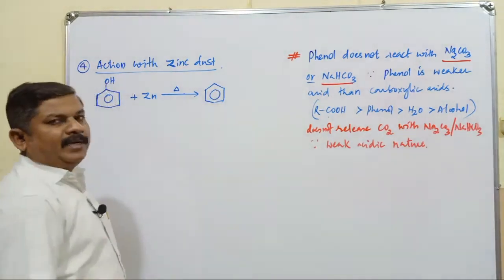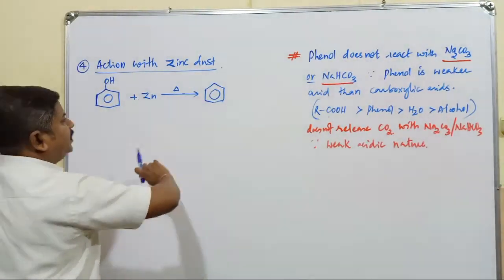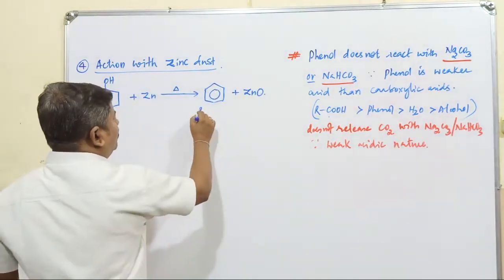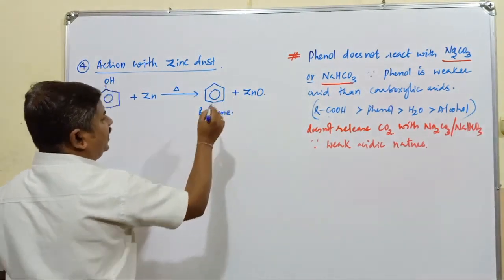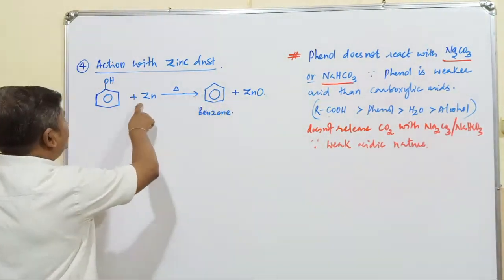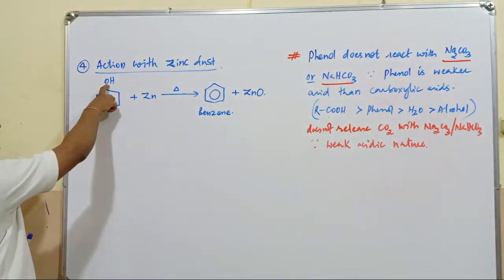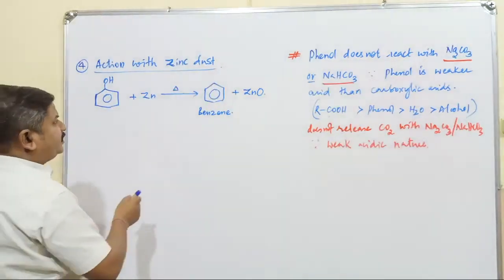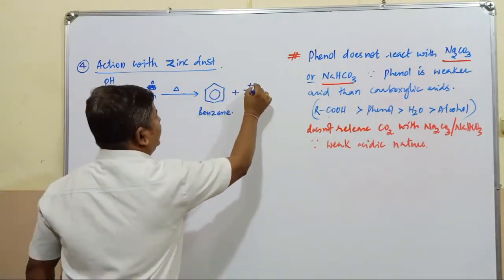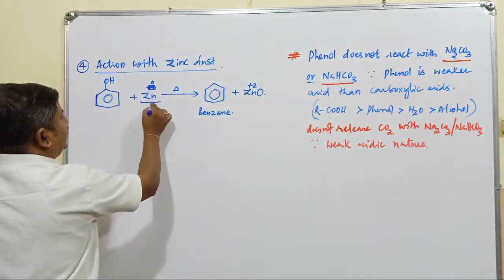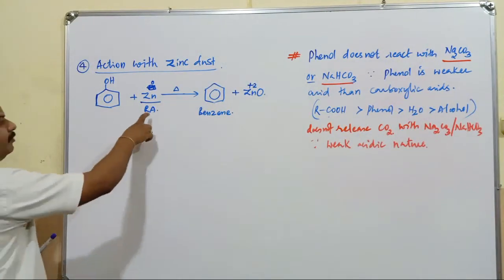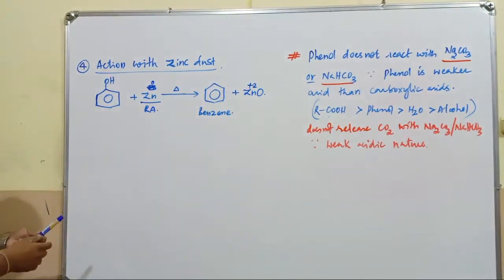Zinc is the most reactive metal here and undergoes oxidation. It forms zinc oxide, and the compound produced is benzene. Phenol reacts with zinc dust and forms benzene because phenol loses its oxygen, and zinc's oxidation state changes from 0 to +2. When it undergoes oxidation, zinc acts as a good reducing agent. So this reducing property of zinc forms the respective benzene compound.